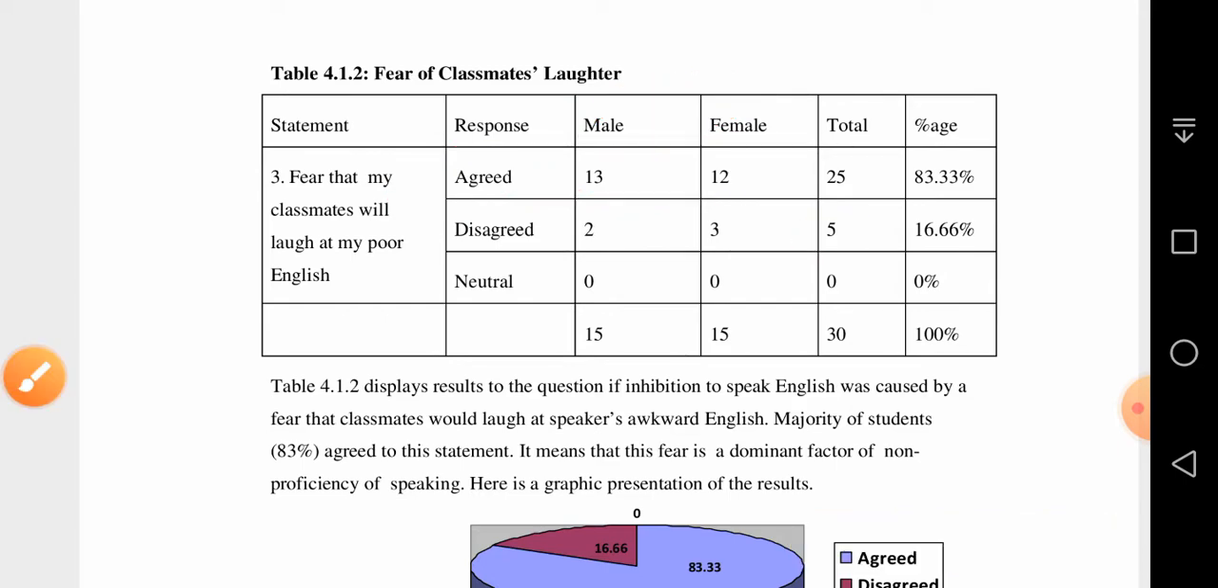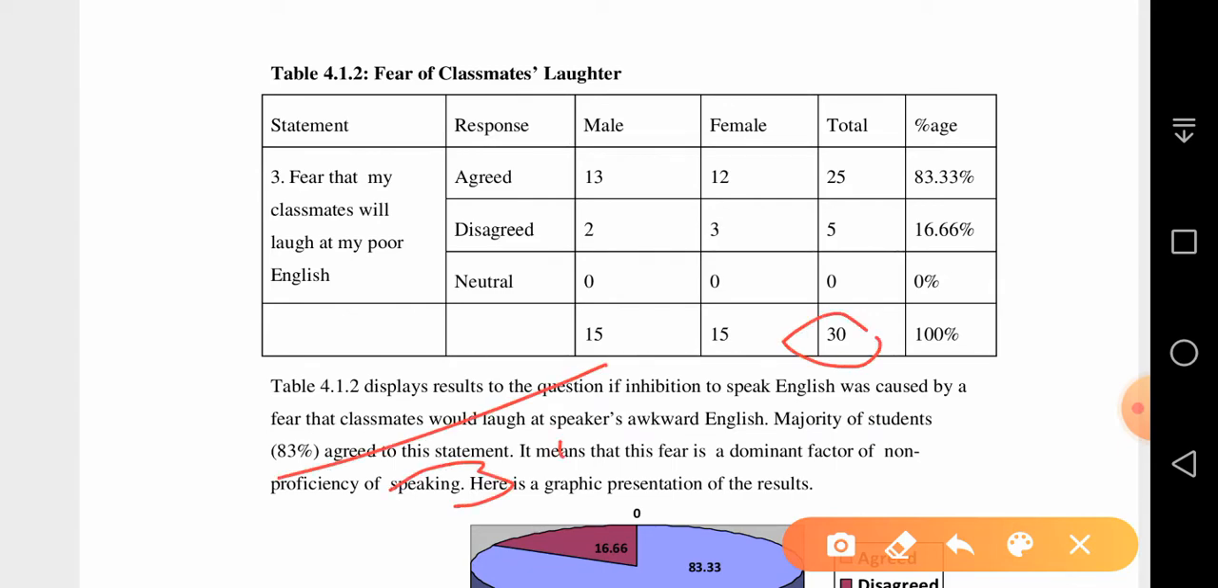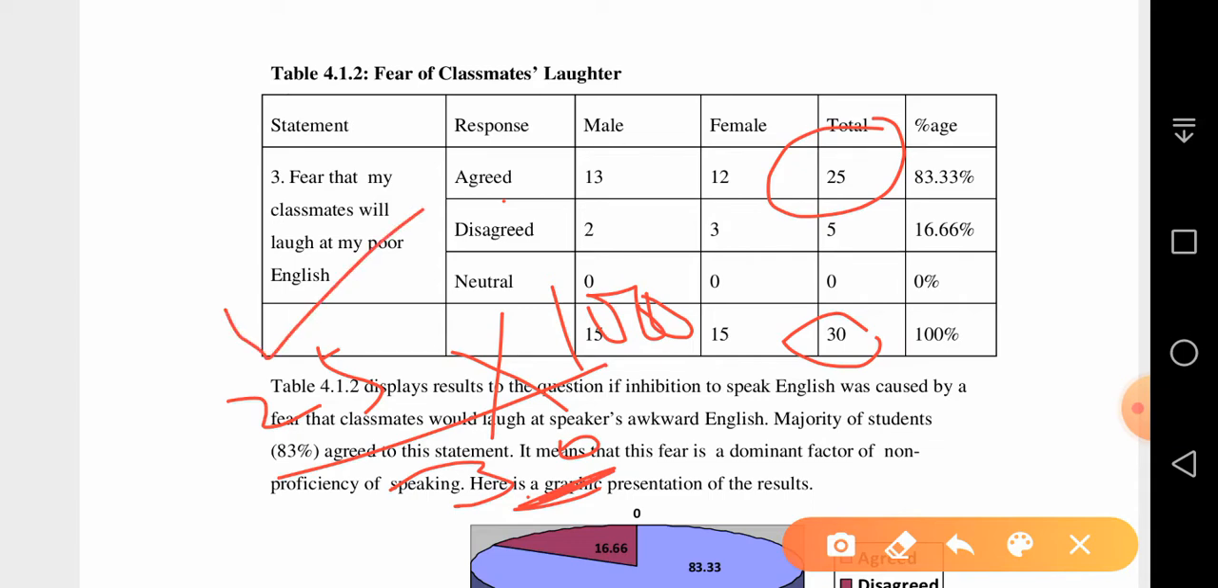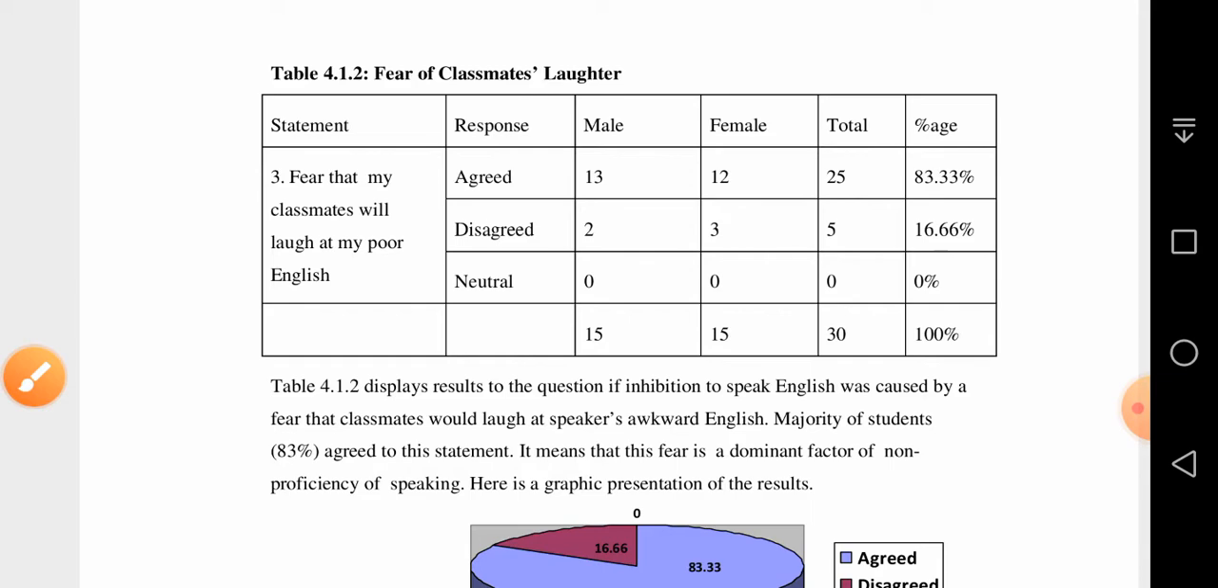It means the majority of students agreed that because of fear of classmates they don't speak English. So here is the percentage. How do we find the percentage? We have to write that there were 30 students. This should go into the denominator, and in the numerator we will write 25. So 25 out of 30 agreed. So what about 100? There were 30 students and out of 30, 25 agreed. If instead of 30 there had been 100 students, what would the result have been? The result would have been 83%. So 83% means out of 100.